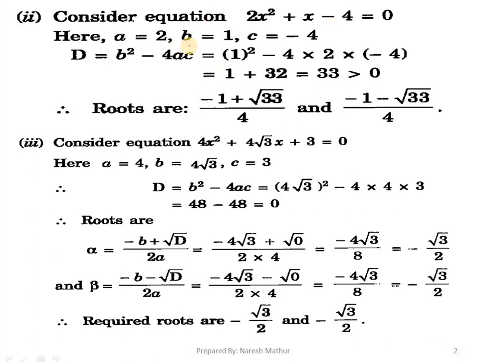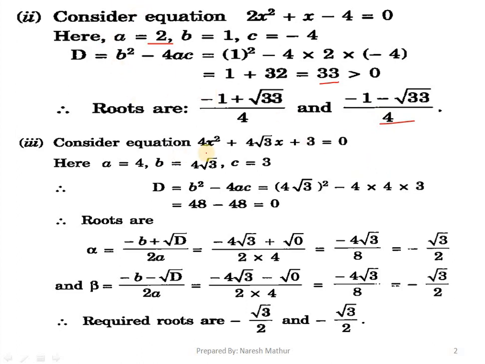Second equation, again same, just put the values of a, b, c. We got the value of d as 33. As 33 is a number whose square root is not a perfect square, we just apply the value directly. Minus 1 plus root 33 upon 4, and minus 1 minus root 33 upon 4. Why this 4? Because the denominator is 2a, the value of a is 2, and 2 into 2 is 4. That's why we are getting 4 in the denominator.